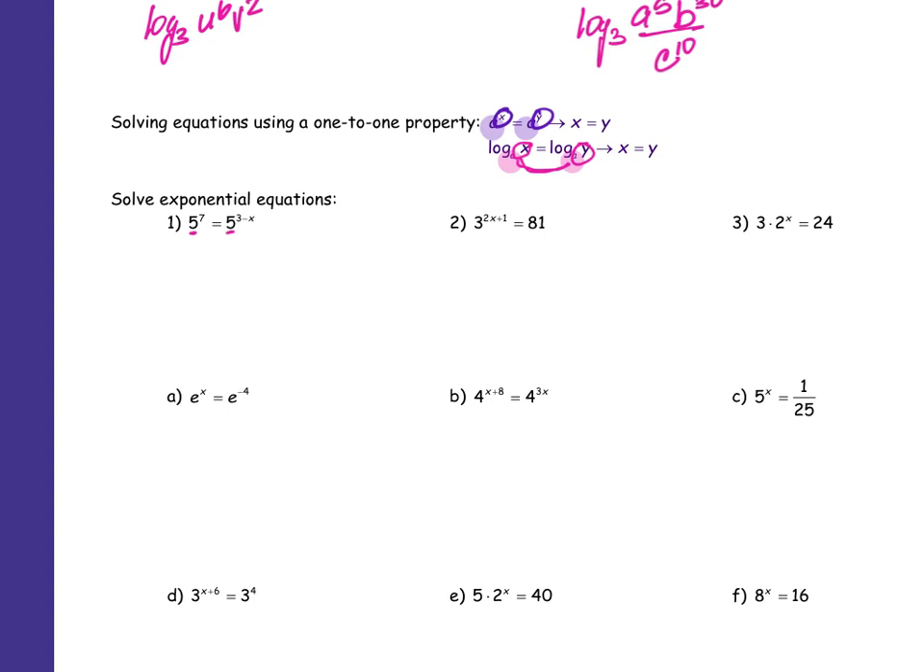Okay, so bases are the same. That means all I'm going to do is take my exponents, which are these 2, and set them equal to each other and solve. So 7 equals 3 minus x. In order to solve for x, I'm just going to solve that equation. That's it. Subtract 3, 4 equals negative x. Divide by negative 1. X equals negative 4. And that's my answer. Done. Because my bases were the same.